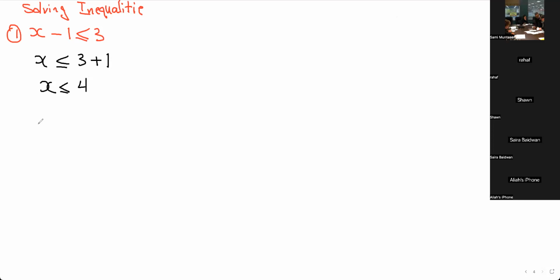That's the answer. If you want to graph this on the number line, you put your number line right there, that's 0, 1, 2, 3, 4. 4 is right here. And since there's an equal sign, you put a circle and you shade it. And less than, you go this way, because this way is less than 4. So this means x is less than or equal to 4.